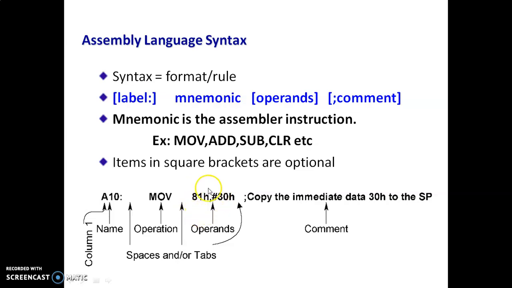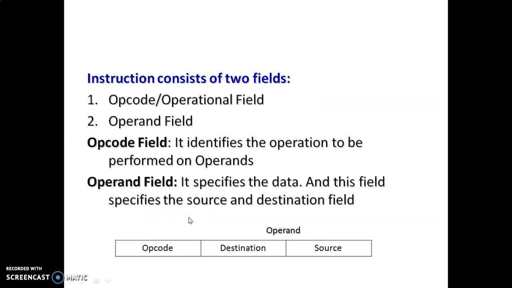The first field is a destination field and the second field is a source field, and then this is the comment. Now this line talks about copying the immediate data 30H to the memory address location 81H. We are copying the data 30H to this particular address location. So let's see this instruction in more detail.